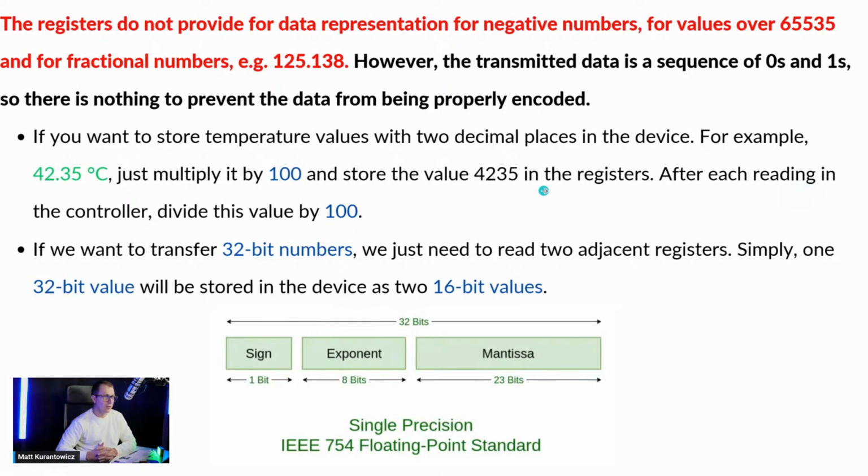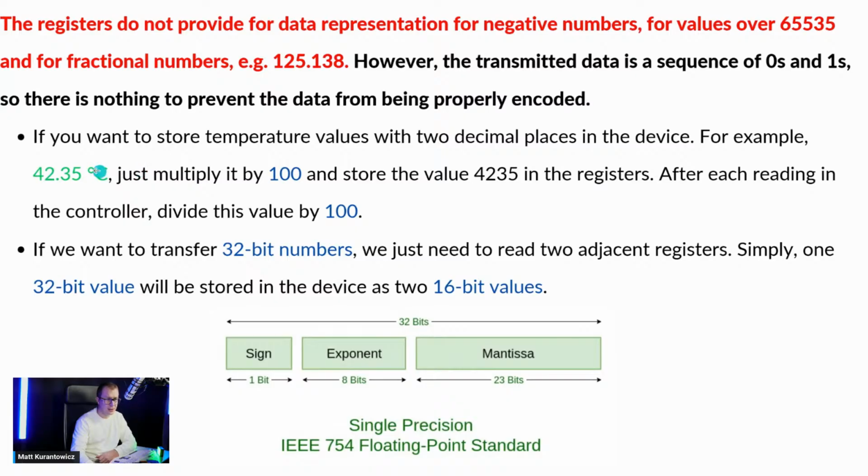Okay, I have an answer. The registers do not provide for data representation for negative numbers, for values over that value, and for fractional numbers, for example 1 to 5 dot comma 138. So we can't send floating point numbers using Modbus directly, but we have some tricks how to do that.